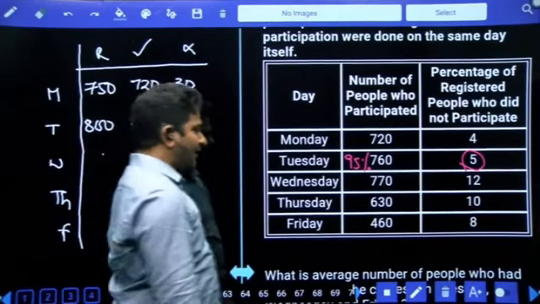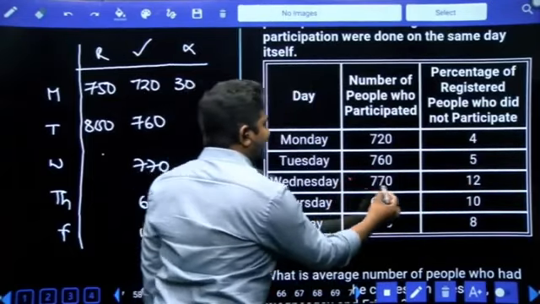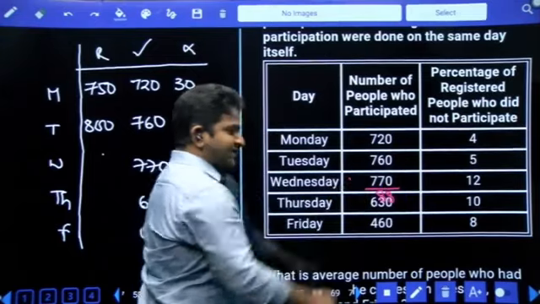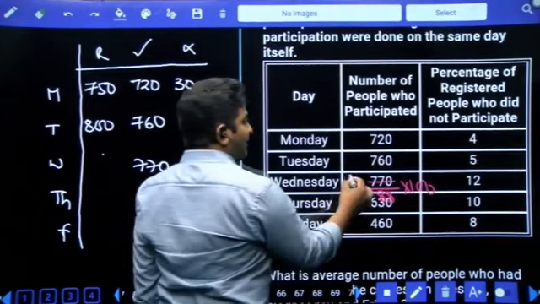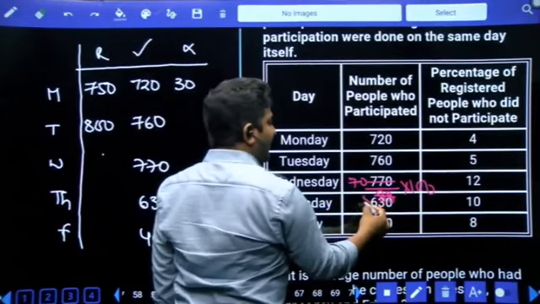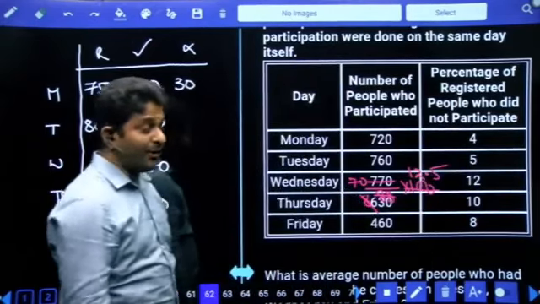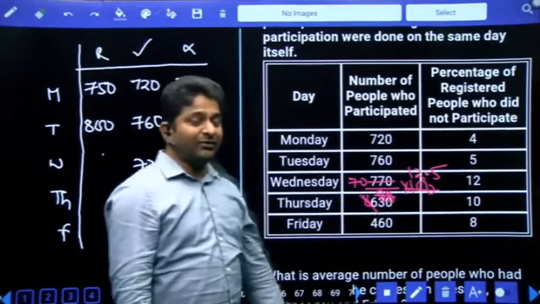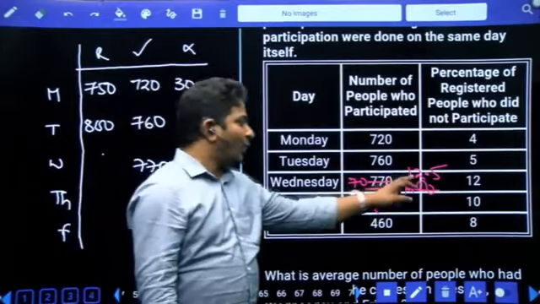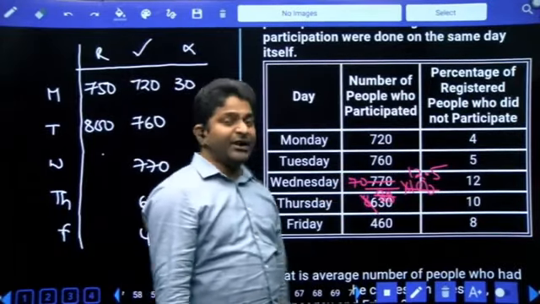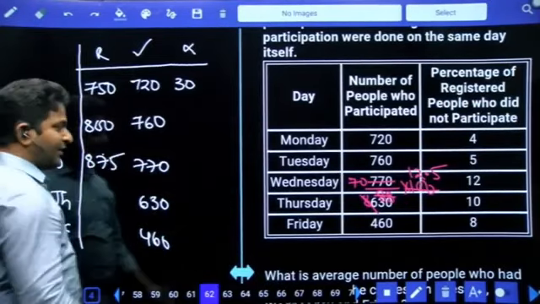Correct. Next. Here, 12% have not participated. Then 88% have participated. 1% is equal to 770 divided by 88, and we need 100%, so into 100. 11, 70 divided by 11 is 70, 8 gives 12.5 times. The decimal gets cancelled. 125 into 7 you can write. 100 into 7 is 700, 25 into 7 is 175. Total 875.